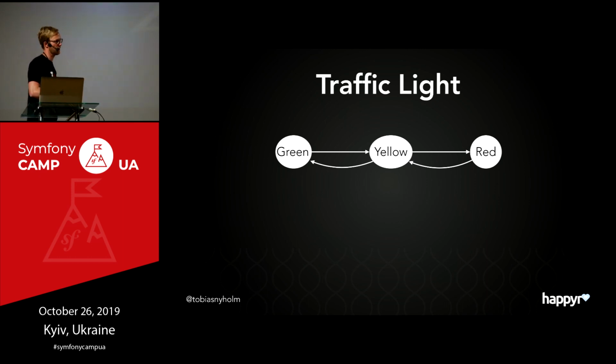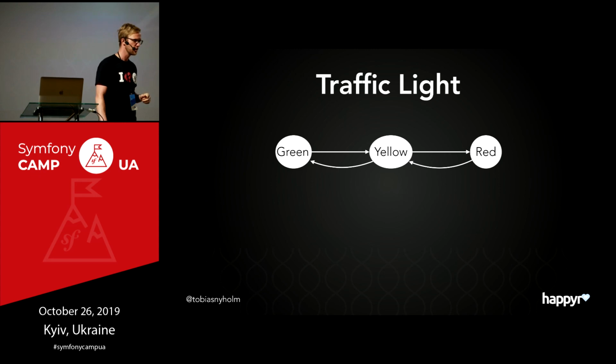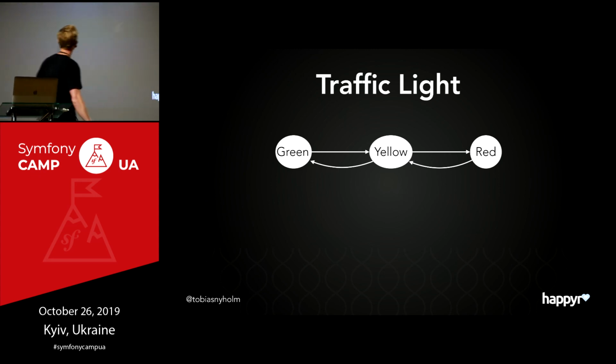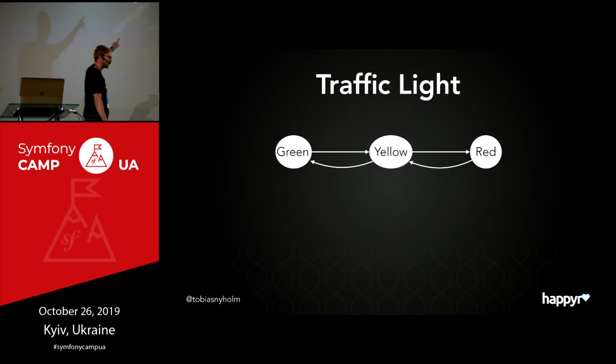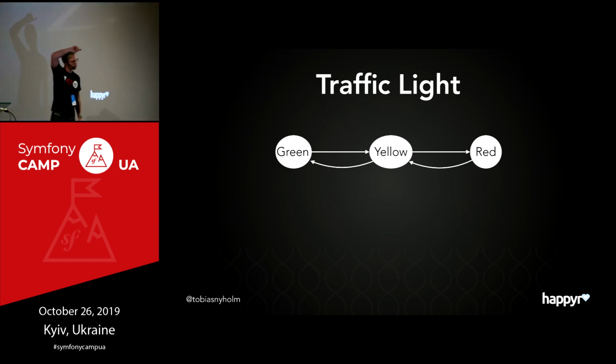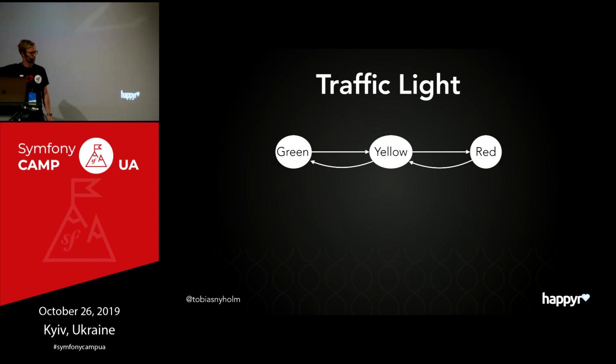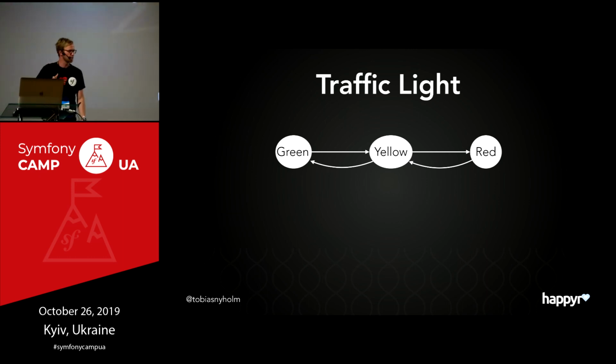So let's consider a state machine. This is an actual state machine of a traffic light. It has three states: green, yellow, and red. And it has arrows between those states to describe how you can move, right? So you can easily move from green to yellow to red, but you cannot move from red back to green because there's no arrow. So this state machine defines the states and how you can move between states.